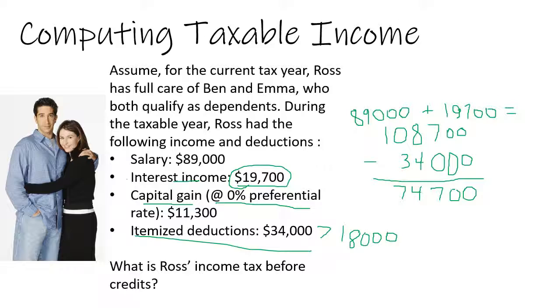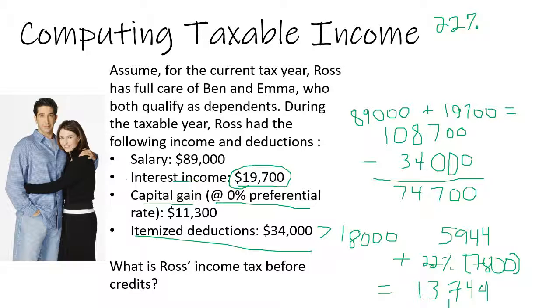We then refer to the tax table for head of household and look up where Ross's marginal income falls. Ross falls into the 22% bracket. Which means he pays tax of, and in the 22% income bracket, Ross pays a base tax of $5,944 plus 22% of what's left over, or $7,800. This puts Ross's income tax before credits at $13,744.